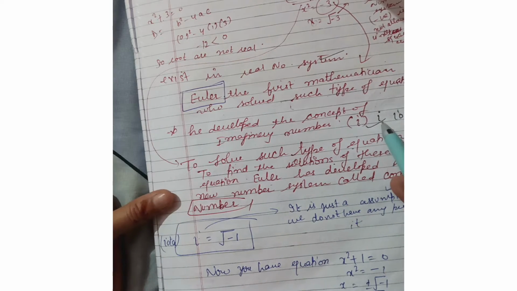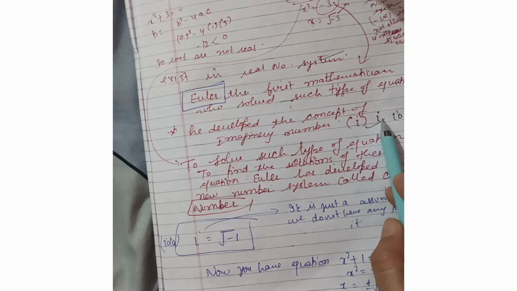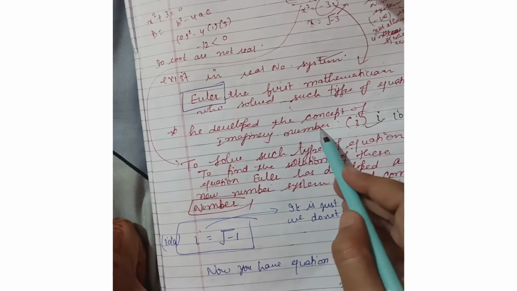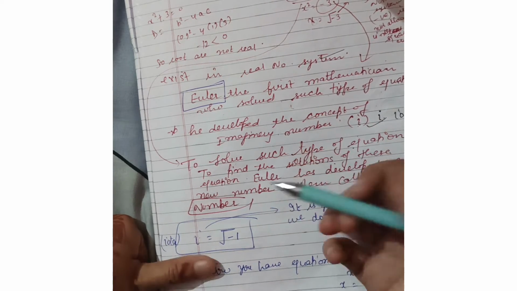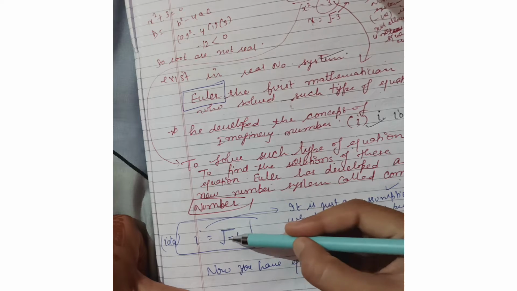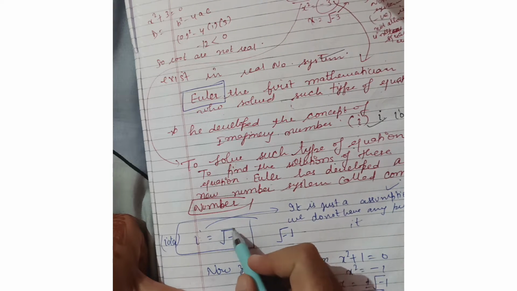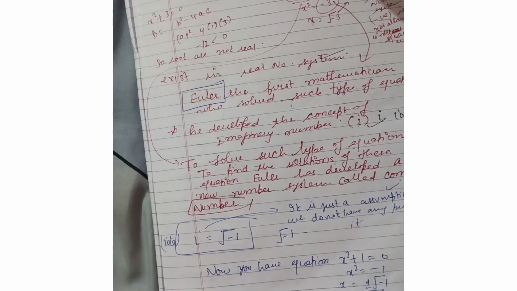I told you in my previous video that iota is an imaginary number, and this iota is just an assumption. We don't have any proof for it, and the value of iota is square root of minus 1. You can write iota in place of square root of minus 1. Iota equals square root of minus 1.